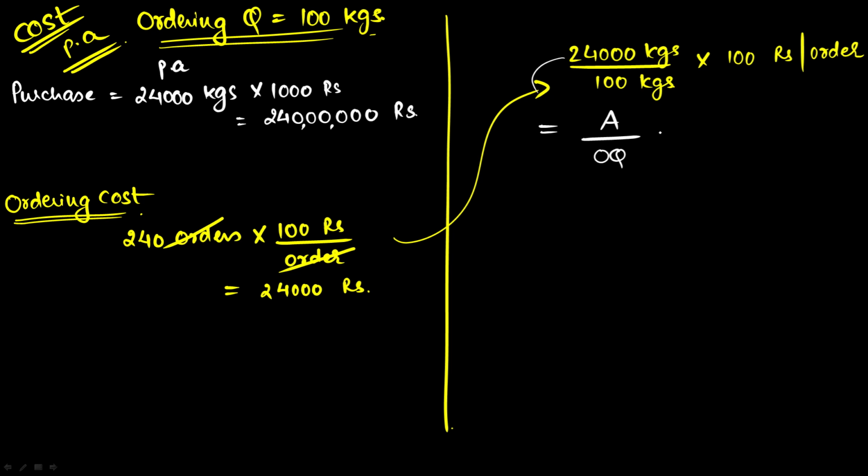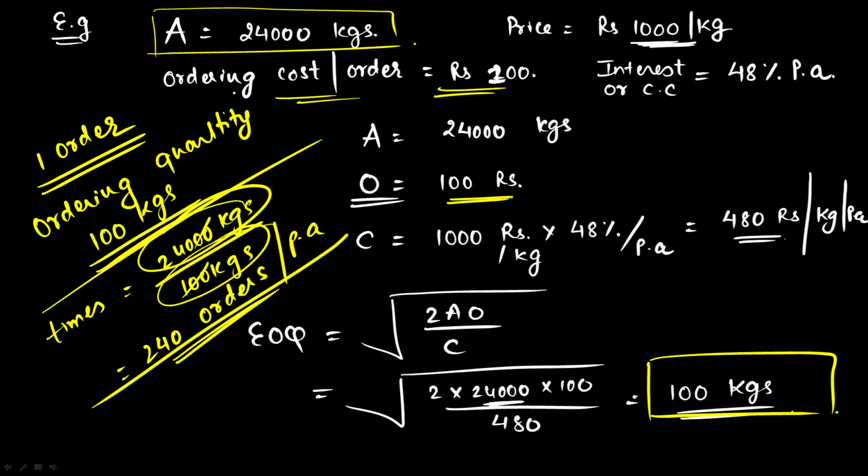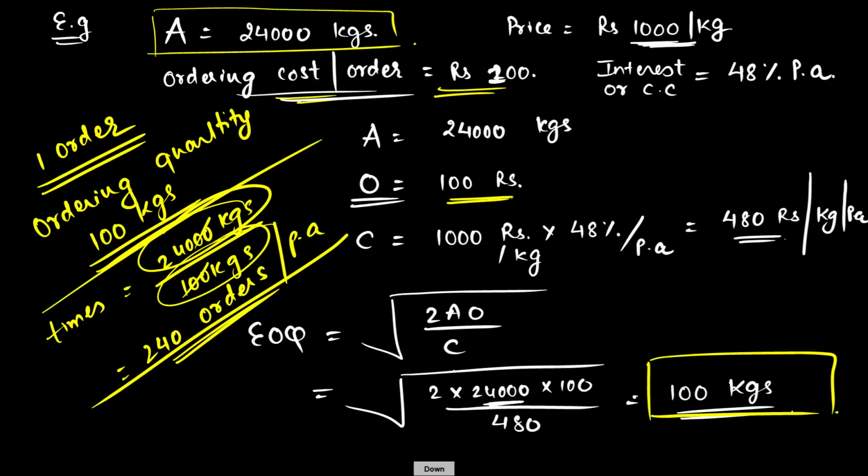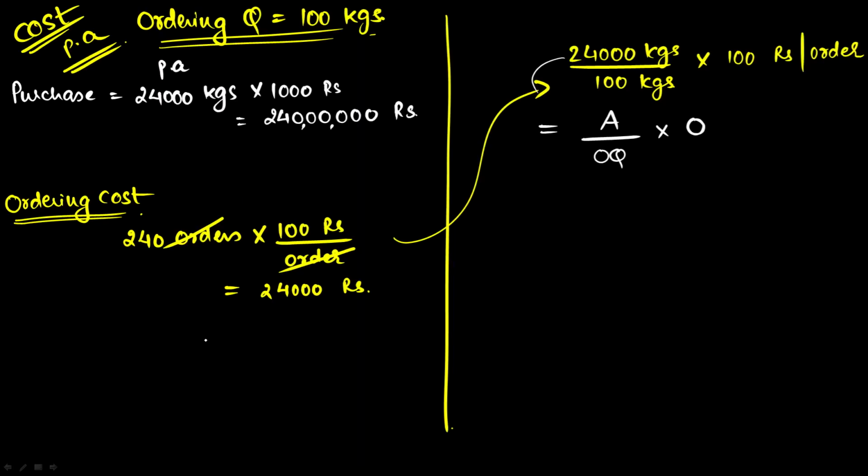So A divided by OQ multiplied by O. What is O? Ordering cost per order. That we have done. So I am converting how to find out ordering cost per annum into a formula. How will I find it out? A divided by OQ will be what? My number of orders, multiplied by O, will give me total cost per annum, which is nothing but my ordering cost.